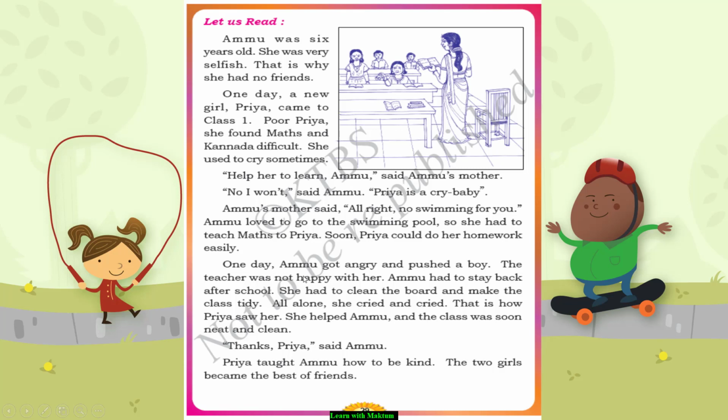One day, Ammu got angry and pushed the boy. So one day, what happens? Ammu, because of her anger, pushed the boy. The teacher was not happy with her. Ammu had to stay back after school. She had to clean the board and make the class tidy.